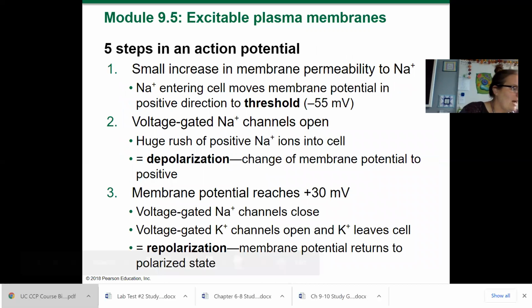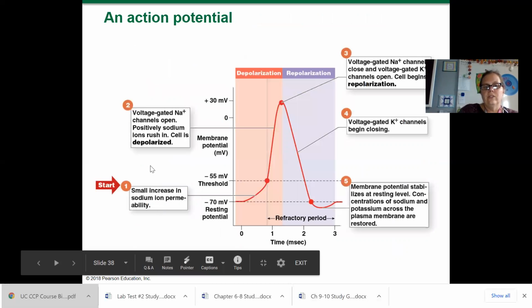So we're going to talk about something called an action potential. The picture on page 323 is going to be the best one to look at here. Some of this information is going to be repeated when we talk about neuromuscular stuff and the nervous sections. There are 5 steps, and if you follow along with the chart on the top of page 323, this will make sense. So step number 1, there's a small increase in the sodium ion permeability.